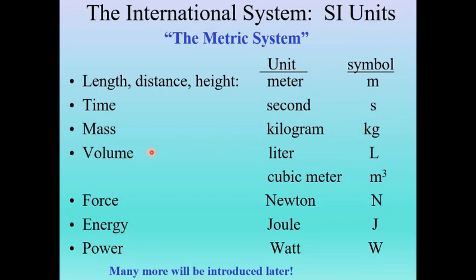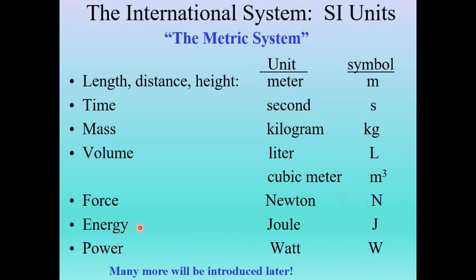For volume, there are a couple of metric units. One of them is the liter, which has a symbol of L, and the other is the cubic meter, or meters cubed, as shown here, meters to the third power. Later in the course, we'll learn about force, and force is measured in units of newtons, which is symbolized with an N.